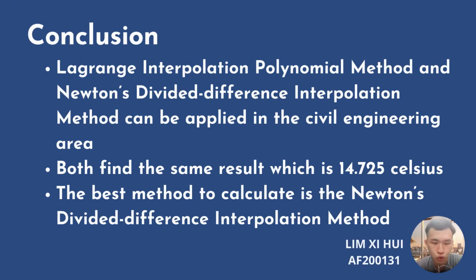So we can make the conclusions. The Lagrange interpolation polynomial method and the Newton divided difference interpolation method can be applied in the civil engineering area. Both methods can find the same result, which is 14.725 Celsius. The best method we think to calculate is the Newton divided difference interpolation method. This is because it is easier to get an answer.